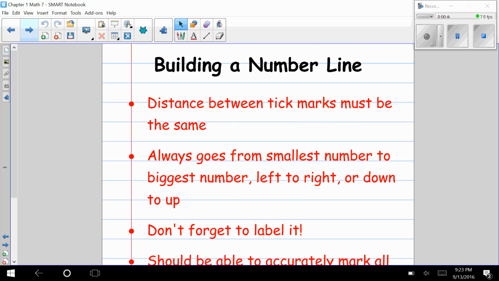So, a reminder, when you're building a number line, the distance between tick marks must be the same. Those little marks you make when you put each number on there, those should be the same distance apart. You always go from smallest number to biggest number, left to right, or down to up. So the smaller numbers should either be on the left or the bottom.